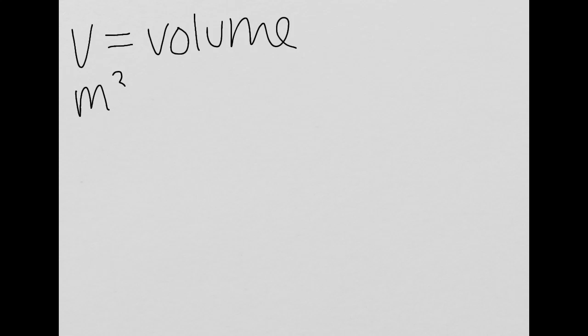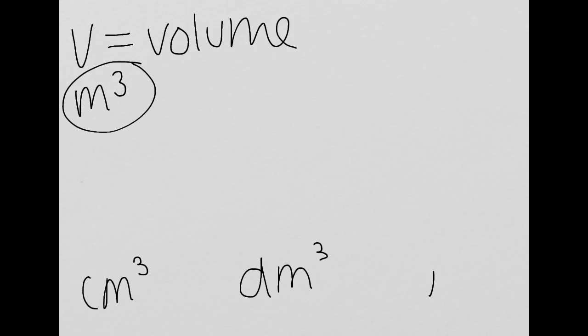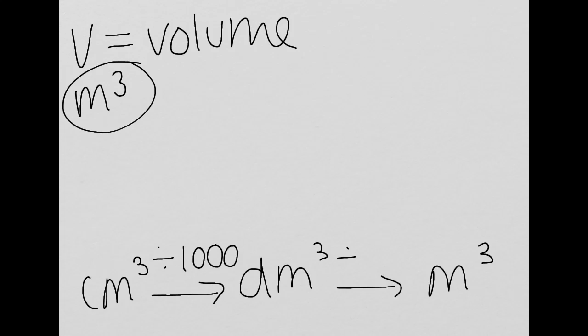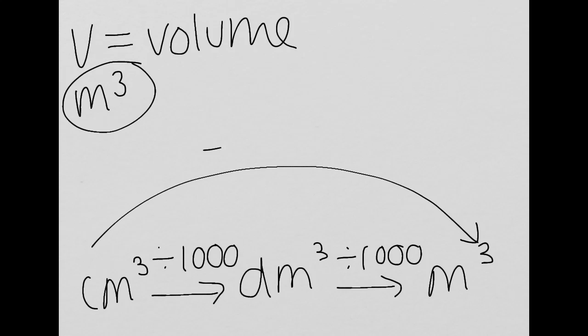Moving on to V, which stands for volume, and this is measured in meters cubed. You could be given this in centimeters cubed, which is unusual, or decimeters cubed, and you need to make sure you change it into meters cubed. So if you're going this way, you must divide by 1,000, divide by 1,000, and if you're going all the way, you divide by 1,000,000. Not that you need to know it for this one, but you might. If you're going the opposite way, it's times instead.